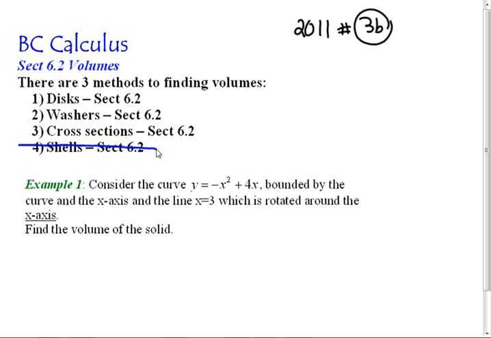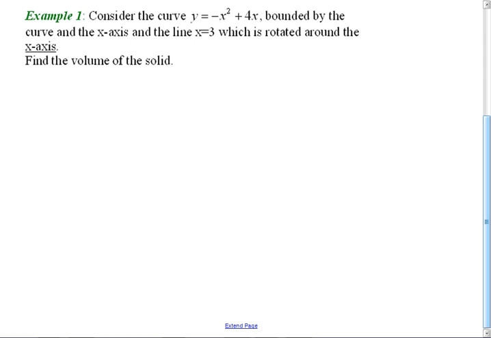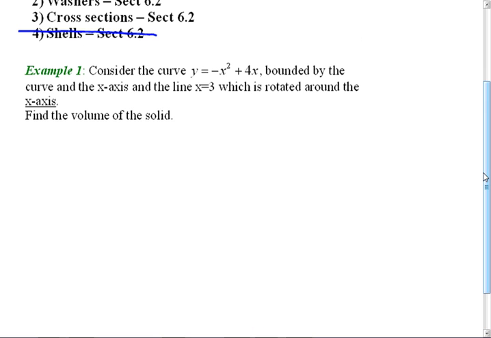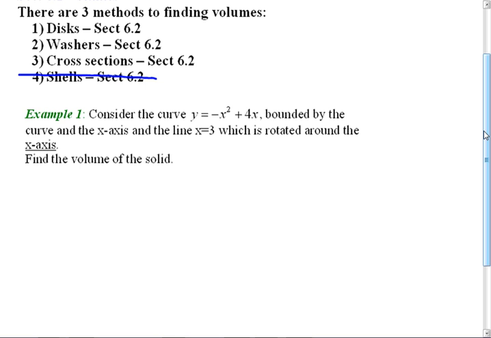Now, generally speaking, they give you the diagram, but we're going to graph this anyway. Sometimes they don't. I like shells. I wish we were teaching them, but since we don't have to, I'm not going to. It really helps you figure out which is dx and dy.